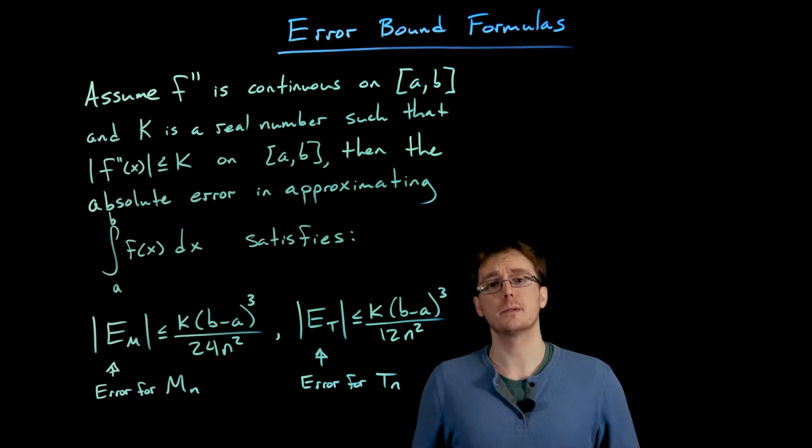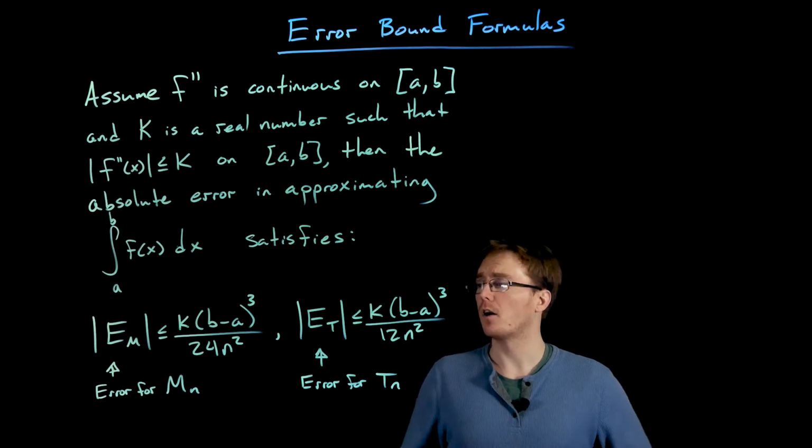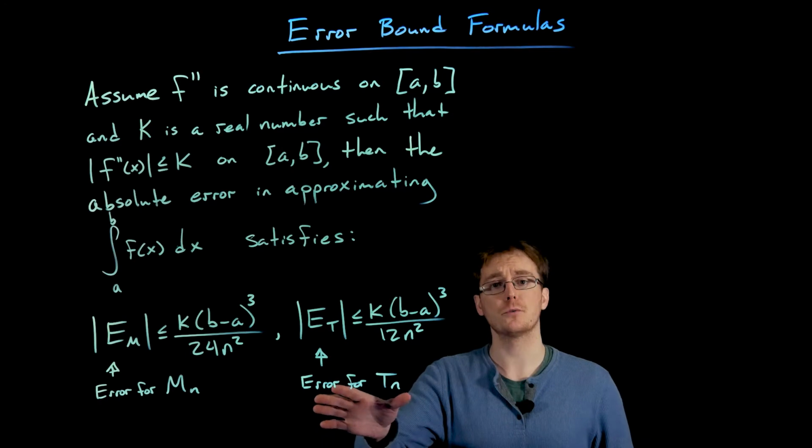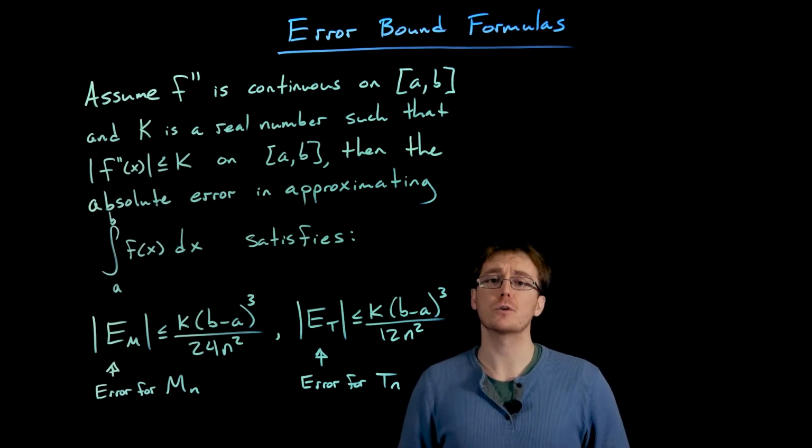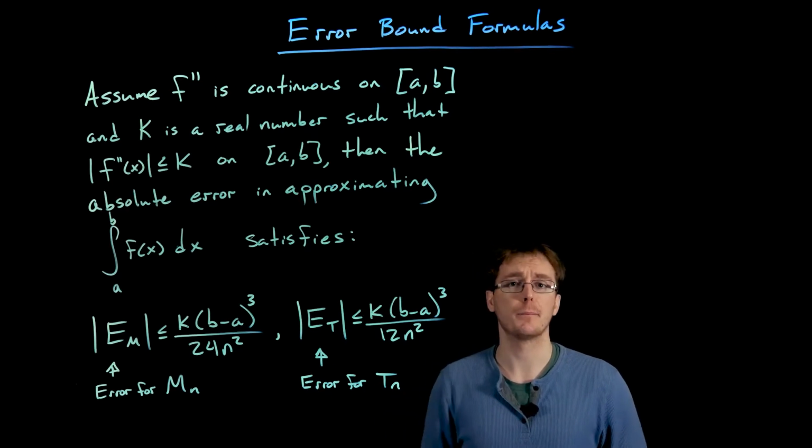And the 3 approximating techniques that we focused on so far are the midpoint rule, the trapezoidal rule, as well as Simpson's rule. And we do have an error bound formula for Simpson's rule. It's just slightly different than these first two. I'm going to write that one up next.